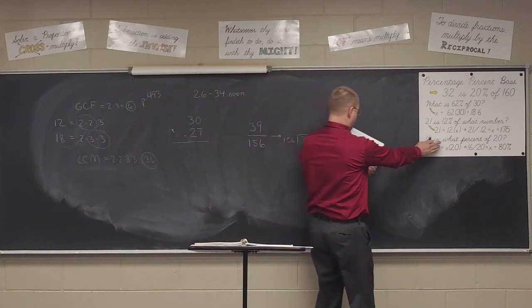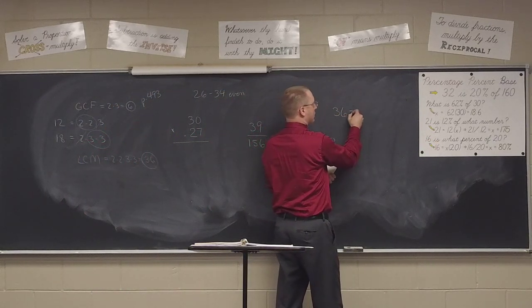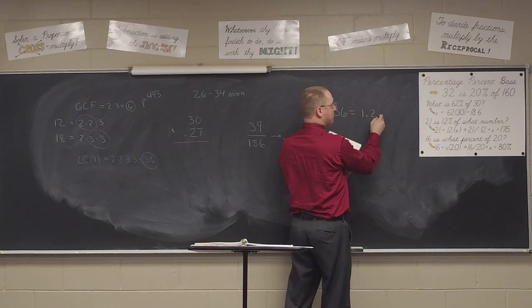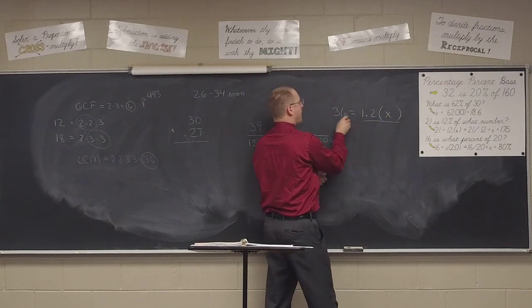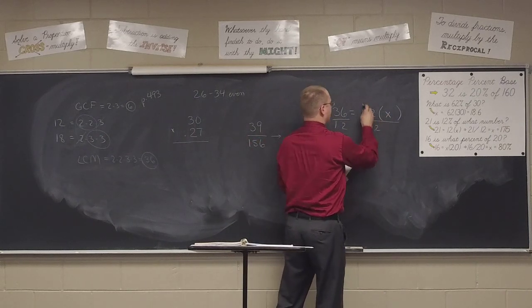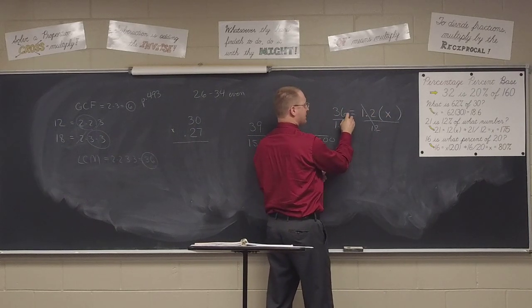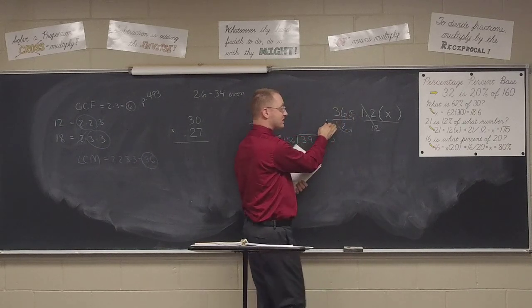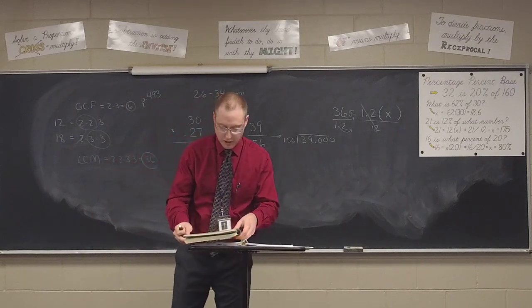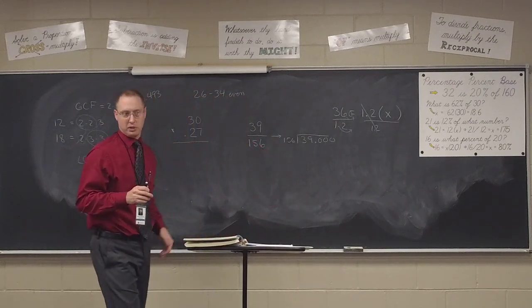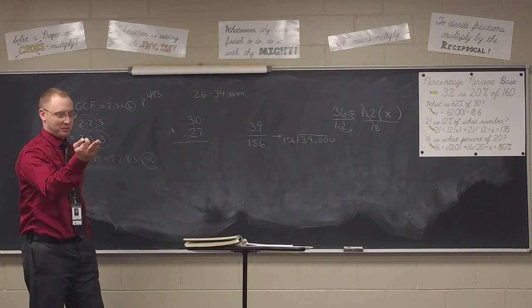So here we would say that 36 equals 120%, or 1.2, times what number x. And we divide by the 1.2, remember we have to move the decimal over one place, and it's 360 divided by 12, which is 30. So 36 is 120% of 30. Questions on those three? All right, so just a little decimal error.